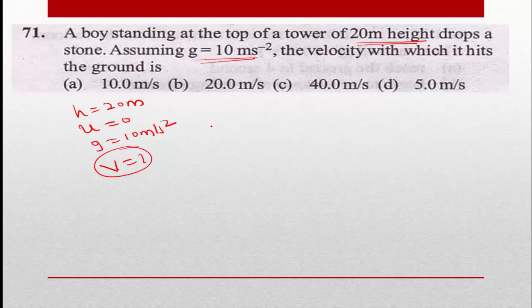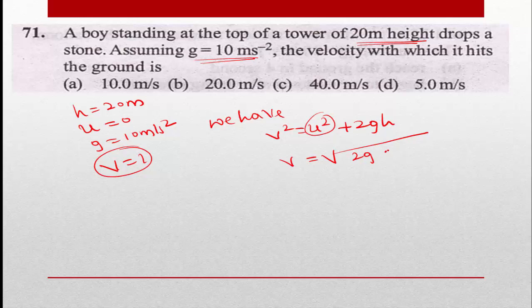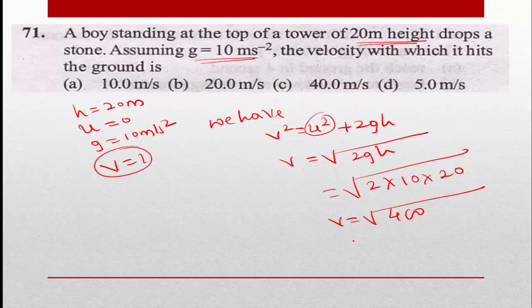Here, since height is given, we have the formula. The formula we have is v square is equal to u square plus 2gh, or v is equal to root of 2gh, since initial velocity u is 0. Now substitute the values. 2 into g value 10, height value 20. Therefore v is equal to root of 20 into 10 is 200, 200 into 2 is 400, root of 400 is 20. V is equal to 20 meter per second. Option B is the right answer.